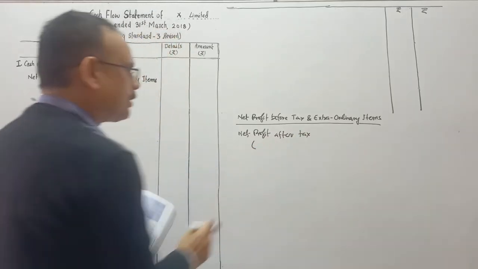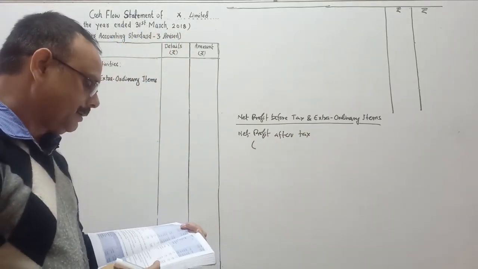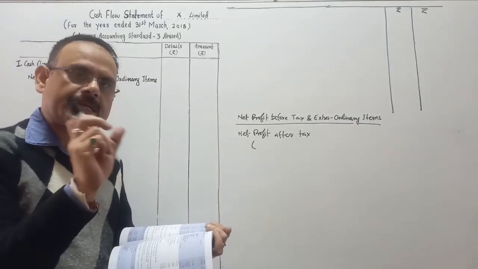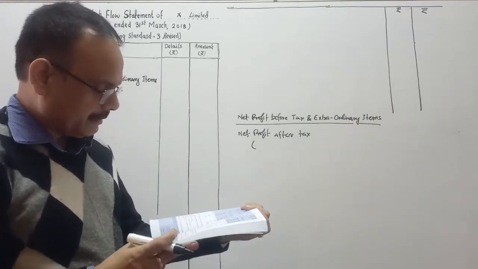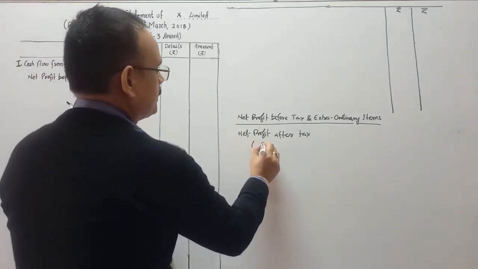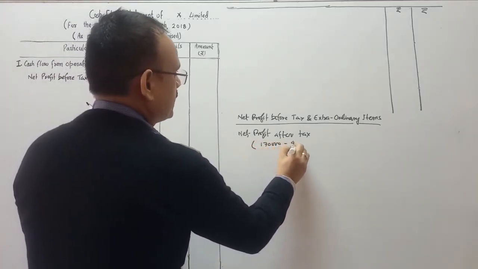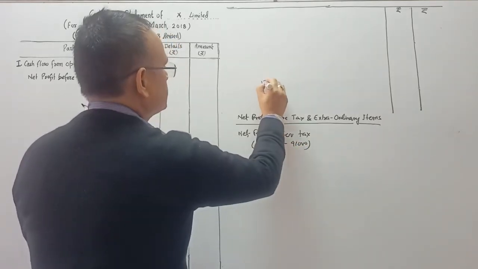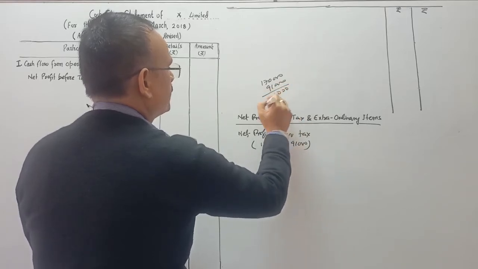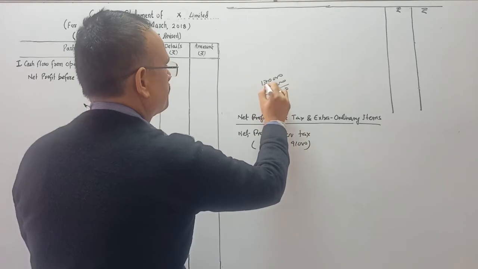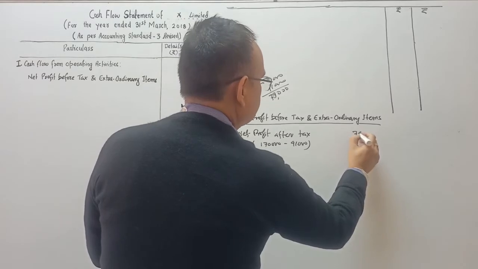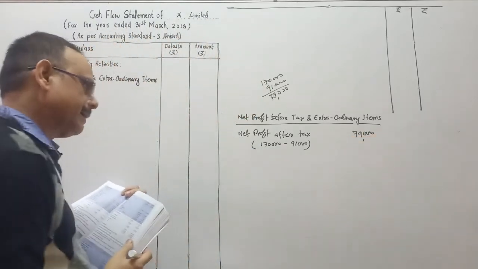Net profit after tax will be the difference of the last year profit. The profit is not directly given in the question. Then you see the difference of reserve and surplus. Reserve and surplus, last year it was 91,000 and this year it is 1,70,000. So see the difference of 1,70,000 minus 91,000. The difference is 79,000. This difference indicates the net profit after tax.